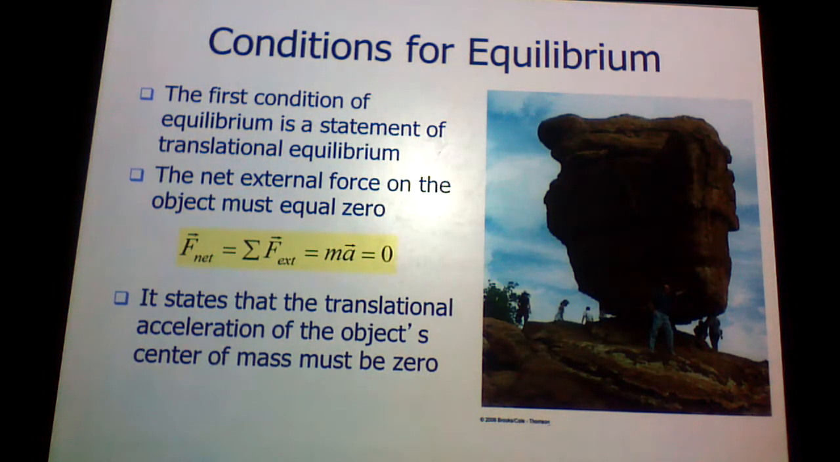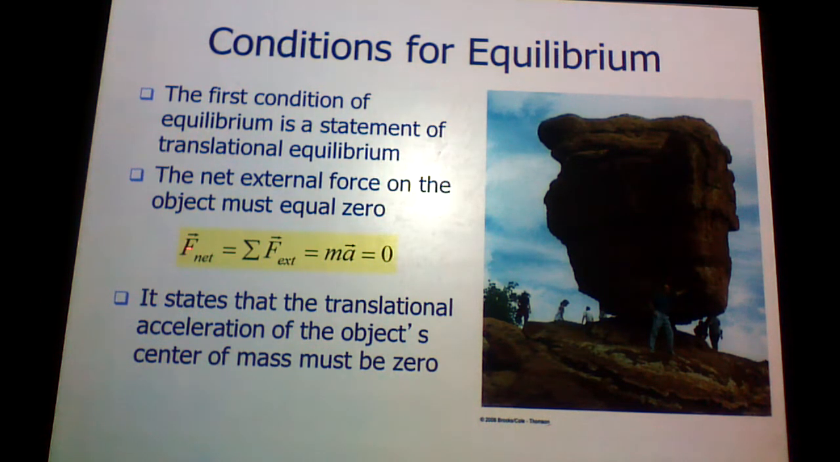Now, some of the conditions that need to be met for equilibrium to occur. The first condition of equilibrium is a statement of translational equilibrium. So now we're just talking about linear motion. I need the net external force on the object to be equal to 0. Ultimately this means the forces acting on this object should all be balancing one another, so I shouldn't have any type of acceleration here.